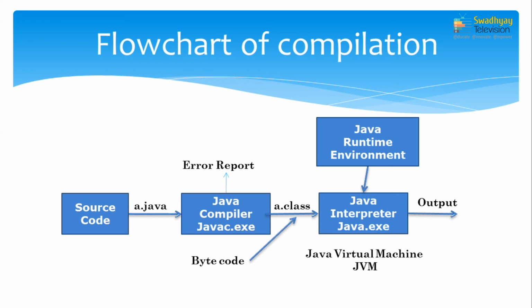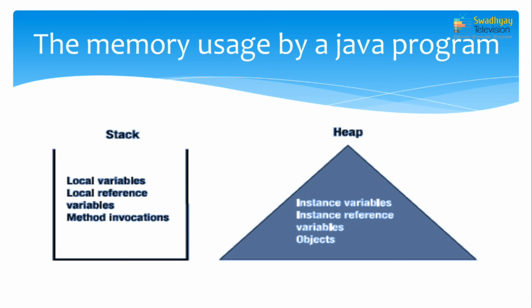On the development side, we have the JDK installed. On the run or execution side, we require the JRE and Java virtual machine. So, this is how we can compile and run our program.